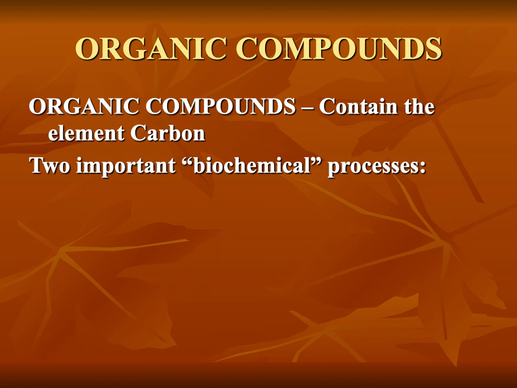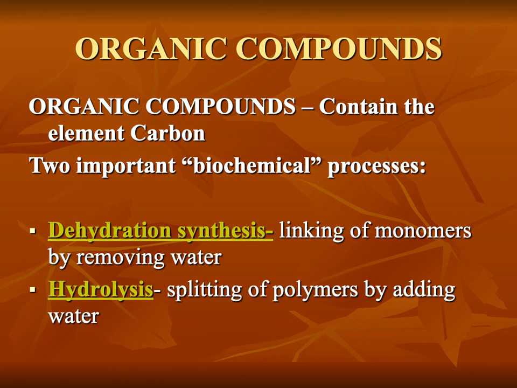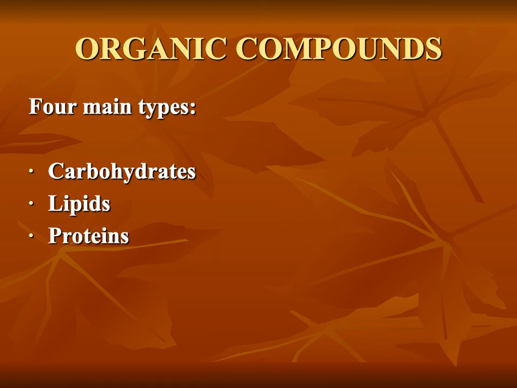Organic compounds contain the element carbon. Two important biochemical processes: dehydration synthesis, which is linking atoms together by removing water, and hydrolysis, which is splitting polymers by adding water. Organic compounds have four main types: carbohydrates, lipids, proteins, and nucleic acids.